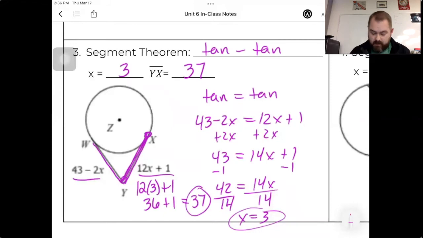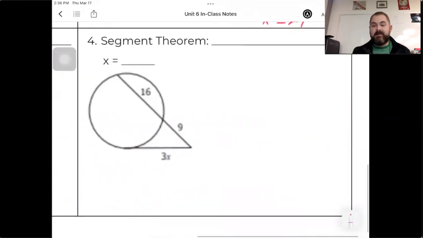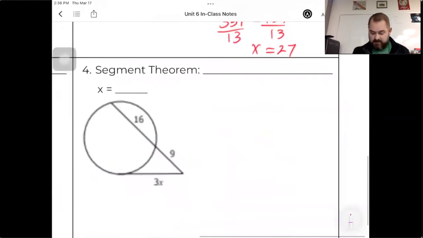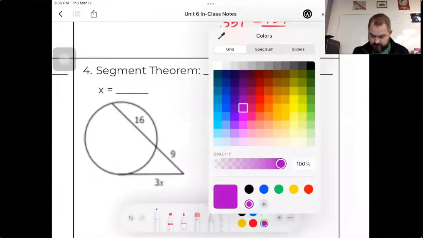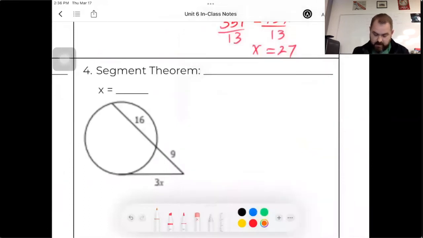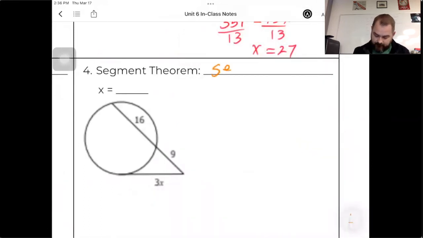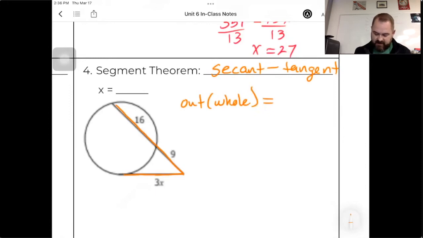Okay. One more example. The only one we haven't done yet is a secant tangent. And that's what this one is. This relationship, this segment theorem, is secant tangent. Because one of the lines is a secant, 16 inside, 9 outside makes that a secant. And then this other portion is just a tangent. So that formula for the secant side of things is, again, outside times whole. But the tangent side of things is the tangent, or the outside part, squared.